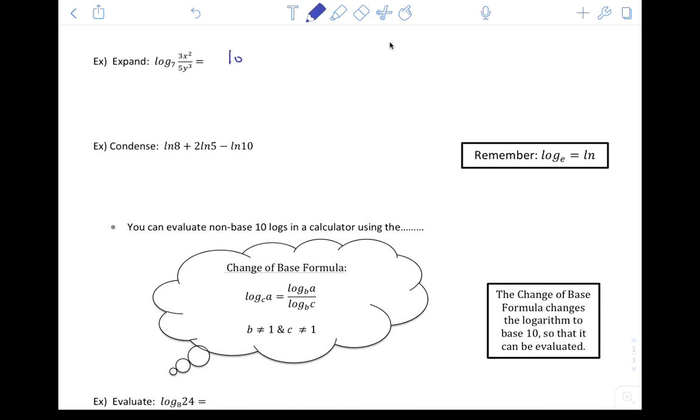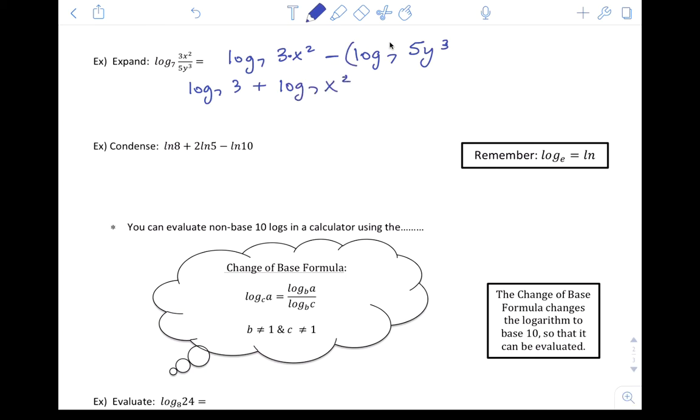In the numerator, we've got log base 7 of 3x squared. And then we have the denominator. Denominator means subtract. So we have log base 7 of 5y cubed. If it's in the numerator, it gets a plus because it's really multiplying. So this one would be log base 7 of 3 plus log base 7 of x squared.